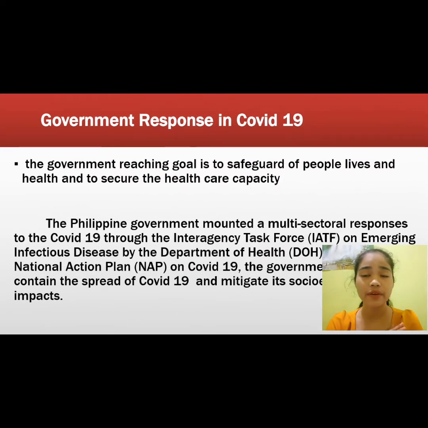Now, how did the government respond to this COVID-19 pandemic? The government's overarching goal is to safeguard people's lives and health and to secure the healthcare capacity. The Philippine government mounted a multi-sectoral response to COVID-19 through the Interagency Task Force on Emerging Infectious Disease by the Department of Health. Through the National Action Plan on COVID-19, the government aims to contain the spread of COVID-19 and mitigate its socio-economic impacts.